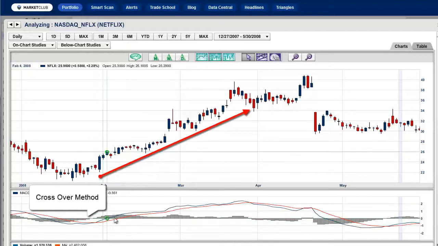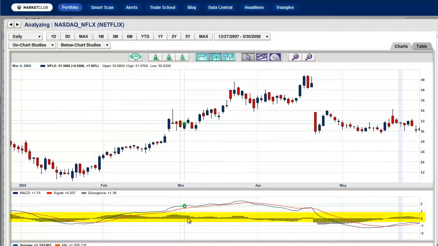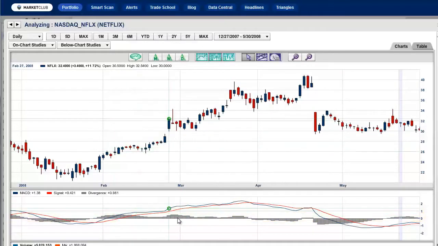You can also use the histogram, which is this little gray line right here in the bottom that runs around the center line, and when that turns into a positive, it means the trend is actually heading higher. And of course when it turns the other way, it means the trend is turning lower. Now you can get whipsawed in using the MACD. There's no question about that, but you can use it very judiciously.